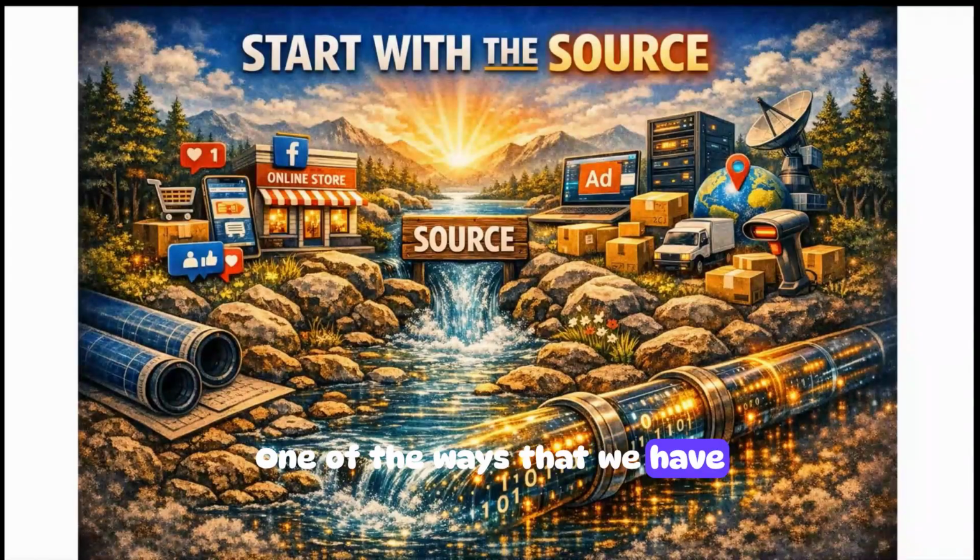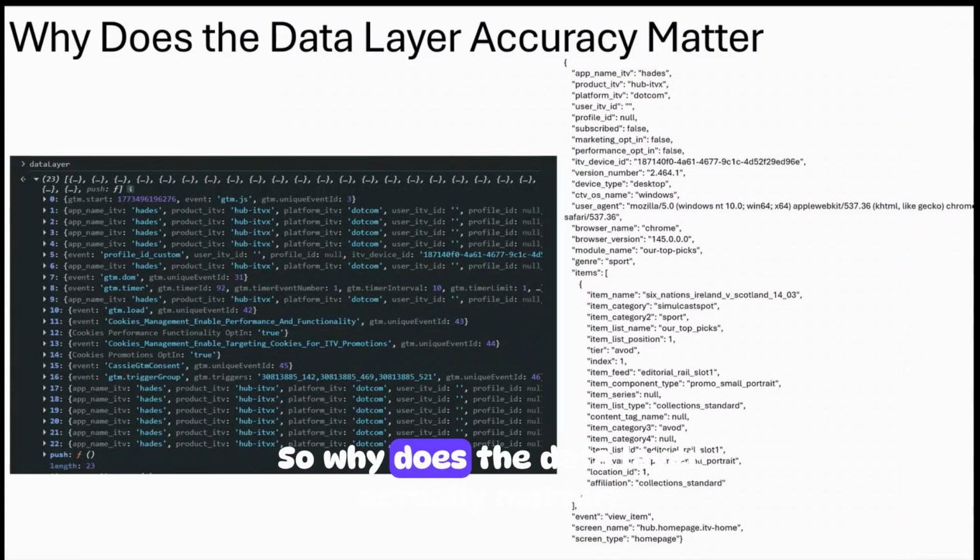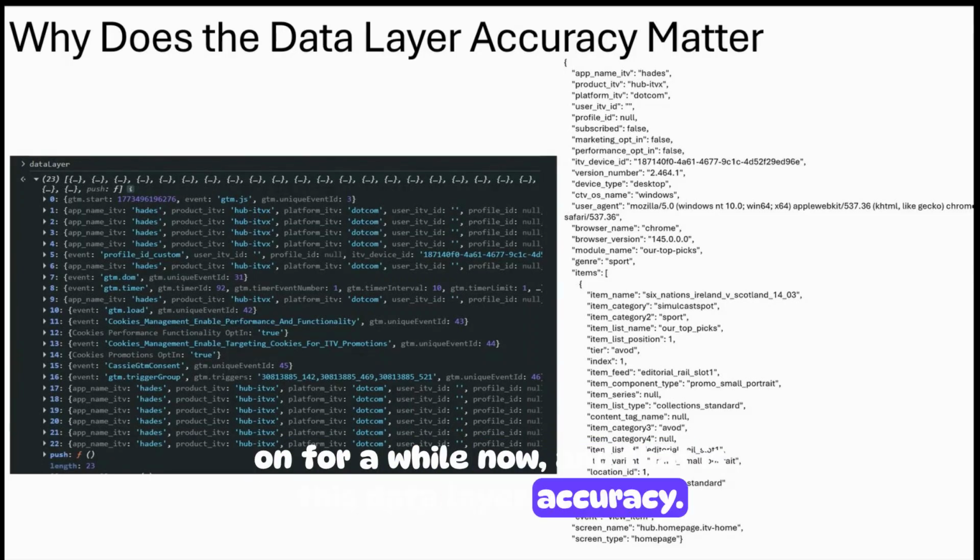One of the ways that we have found to be able to help out with this is by focusing on the source. In digital analytics, the source is the data layer because that is where the data is being pushed on for us to capture and send it on to the different systems. So, why does the data layer accuracy matter? Well, I wanted to get at the heart of every meaningful analytics program and something I have been focusing on for a while now, and that is this data layer accuracy.